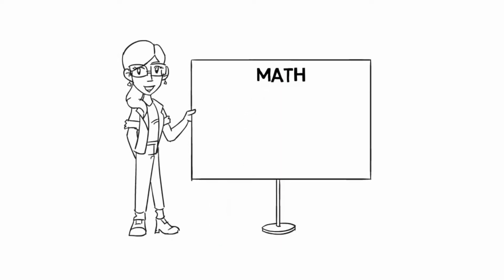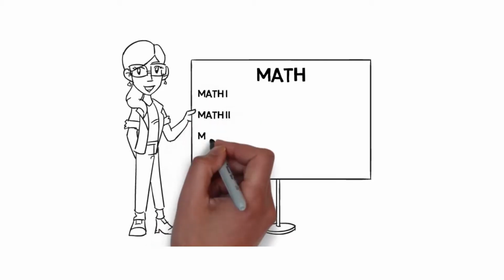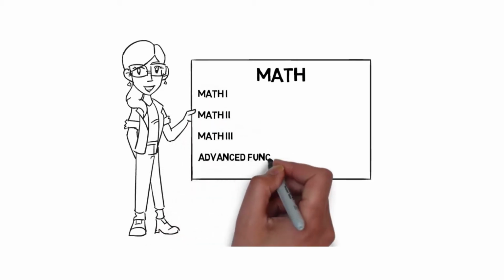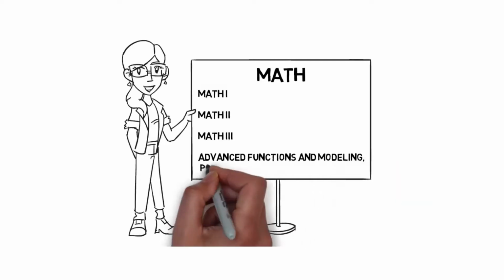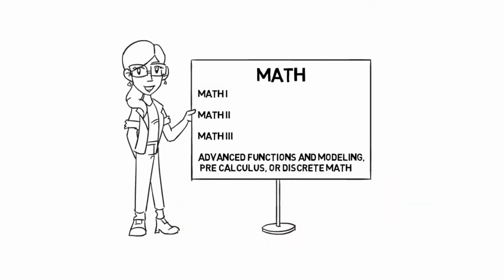Next up is math. 4 maths are required for graduation: Math 1, Math 2, Math 3, and 1 additional, AFM, Discrete Math or Pre-Calculus. Some of you have already met your 4-year math requirement, and we encourage you to take an additional math to maintain your math skills in preparation for college. At this time, place a check next to the math class that is your initial selection.